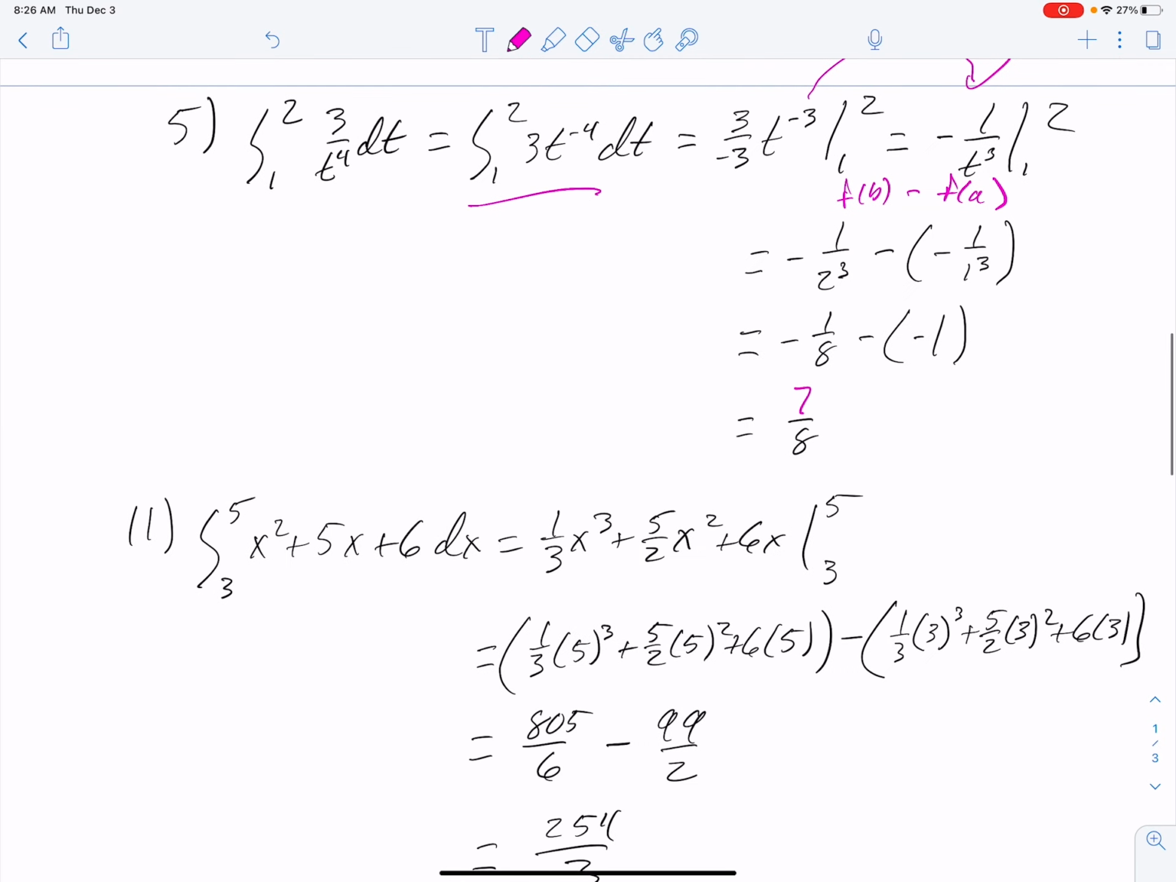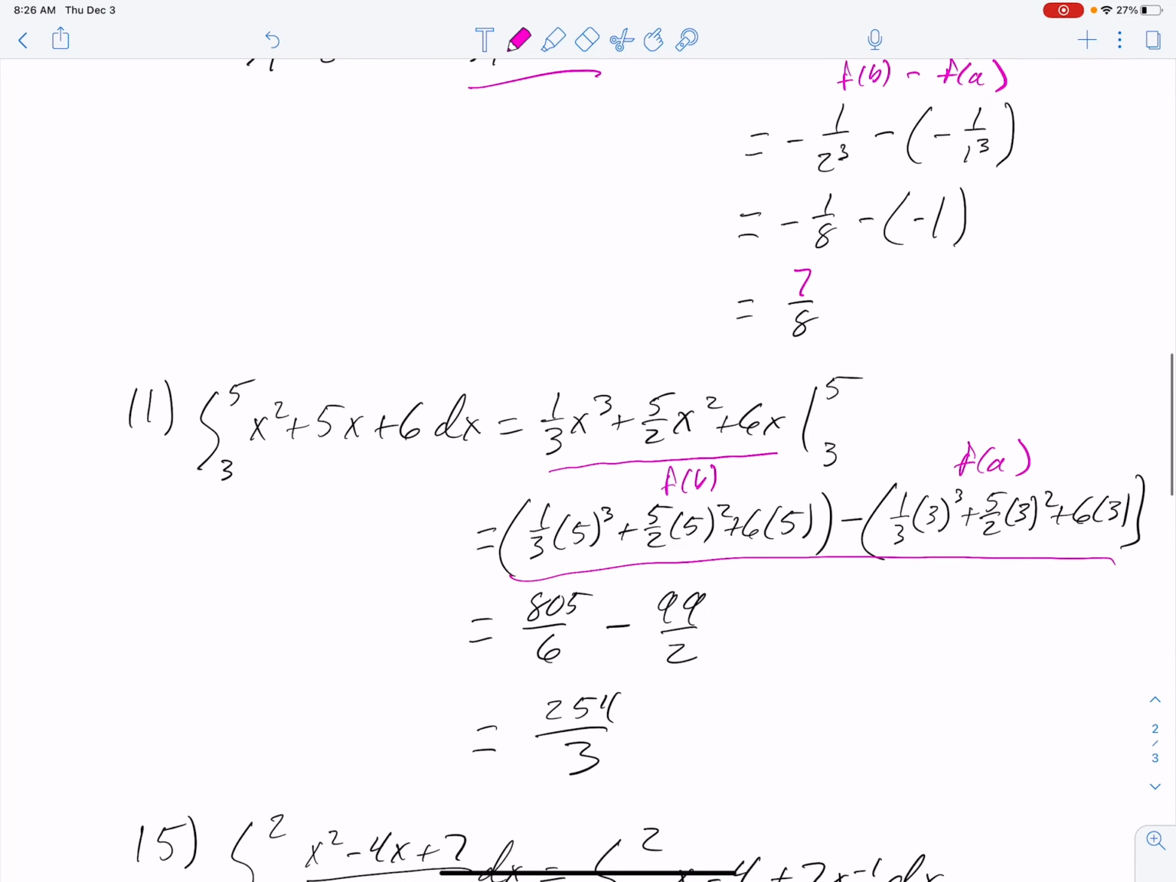Number 11, a polynomial. Use my antiderivative rule. Substitute in f of b minus f of a. If I were you, I would not try and type all of this into your calculator at once. I would go piece by piece. And again, whether you give the decimal or the fraction is up to you.